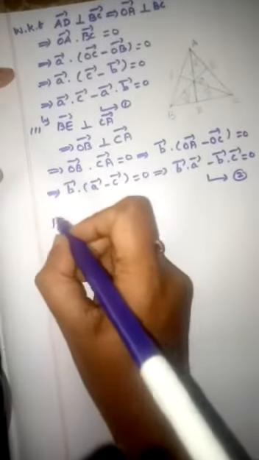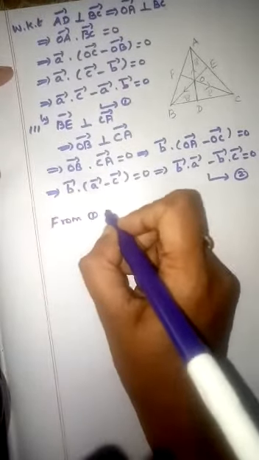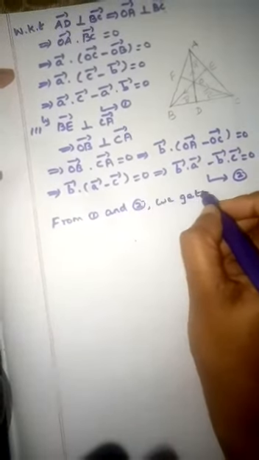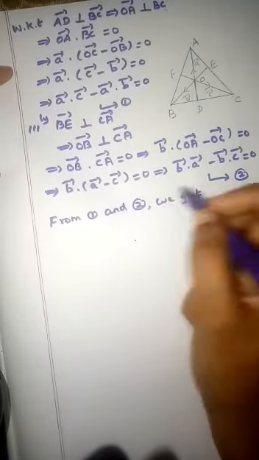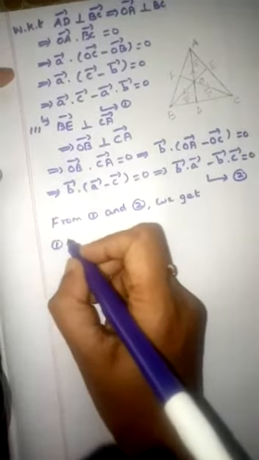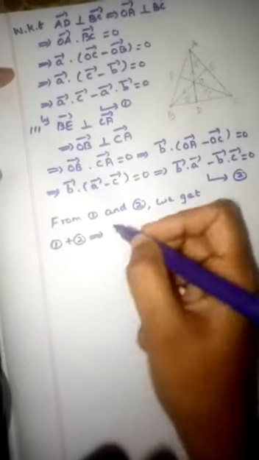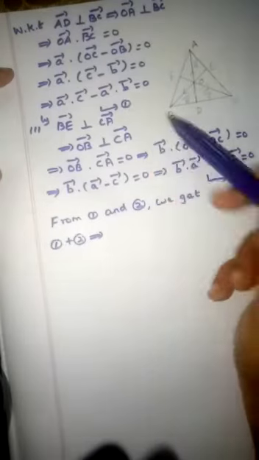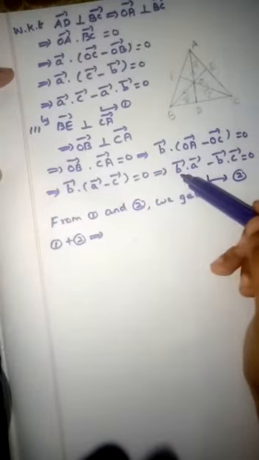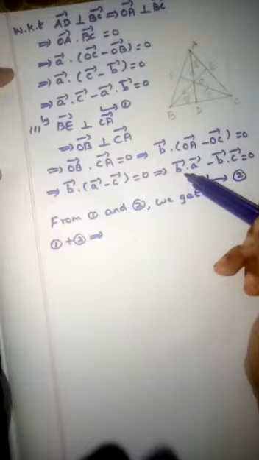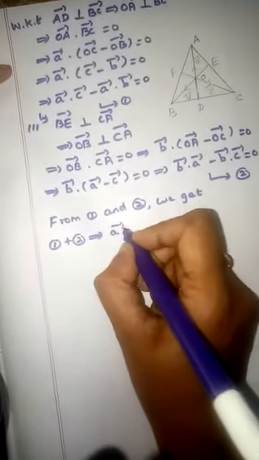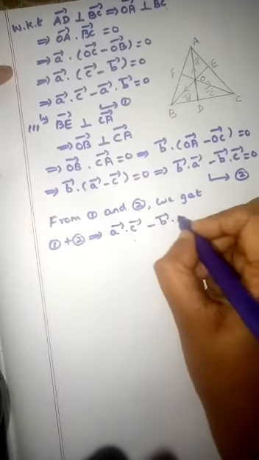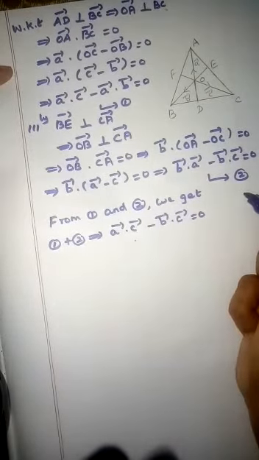So from equation 1 and 2 we get, we can add both the equations. Equation 1 plus equation 2 implies, when we add both, A vector dot B vector, you can cancel. A vector dot B vector and B vector dot A vector are same, so these two values you can cancel. What is remaining? A vector dot C vector we'll have here, and here minus B vector dot C vector. It is equal to 0.